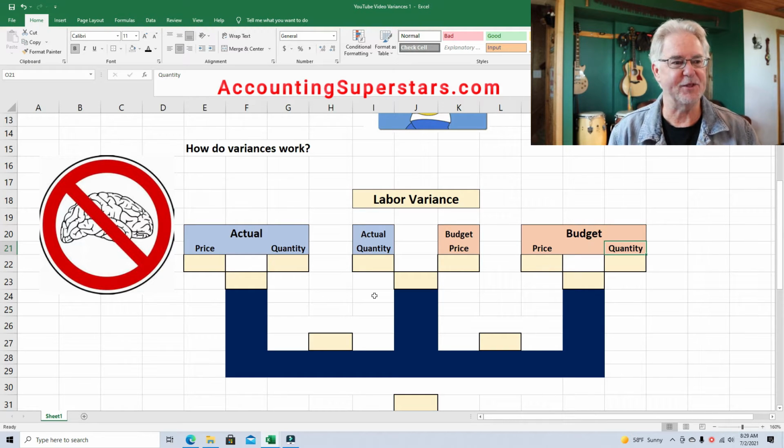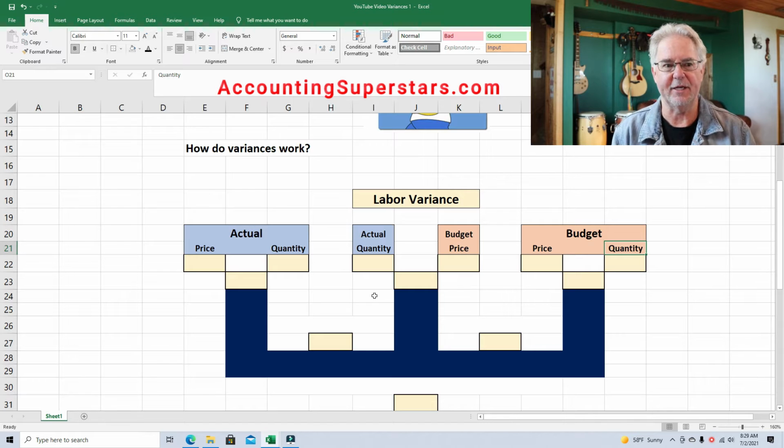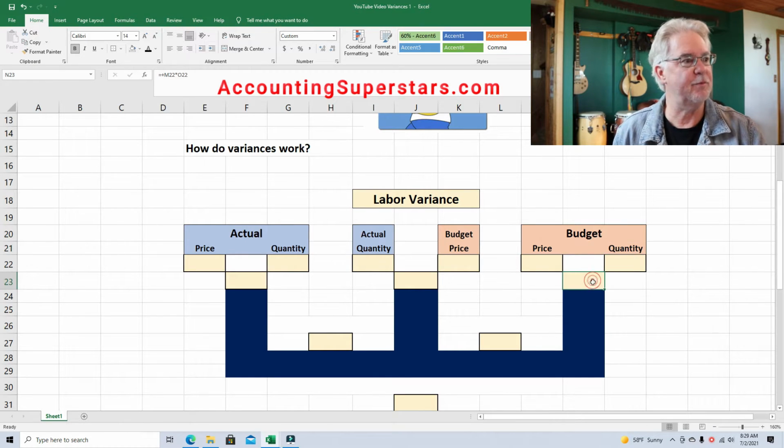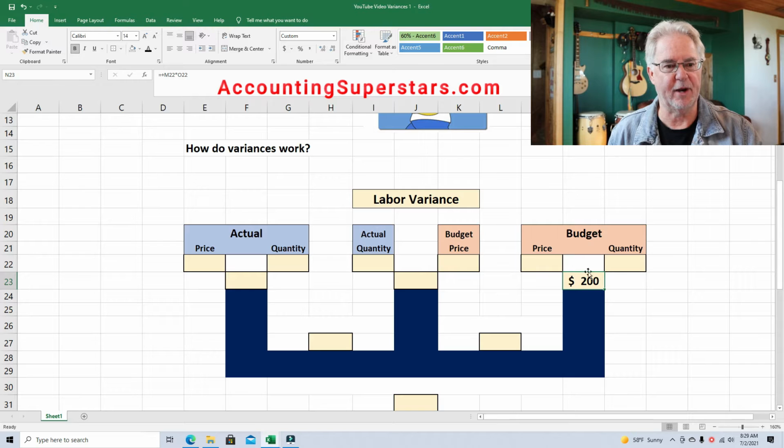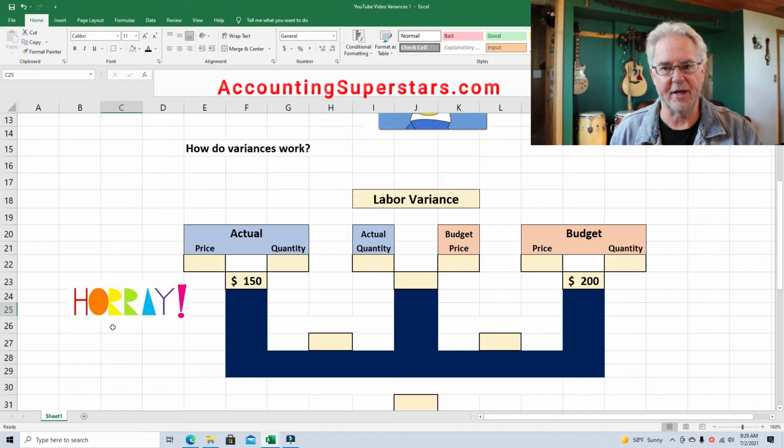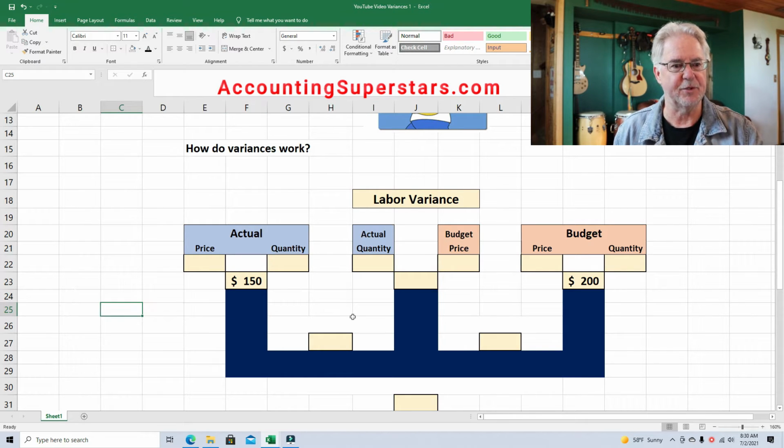So here's what's going on with this labor variance. Let's suppose that we were doing a construction job for somebody. We're doing a little bit of remodeling, and we budgeted how much it ought to cost us to do this job, and we found out what the actual was. So here's the budget. I've got $200, and in a moment you'll see why I put it in this little square here. Altogether we budgeted $200 to get this job done, and what ended up happening is that it cost us $150 to get this job done. So $200 budget, $150 actual.